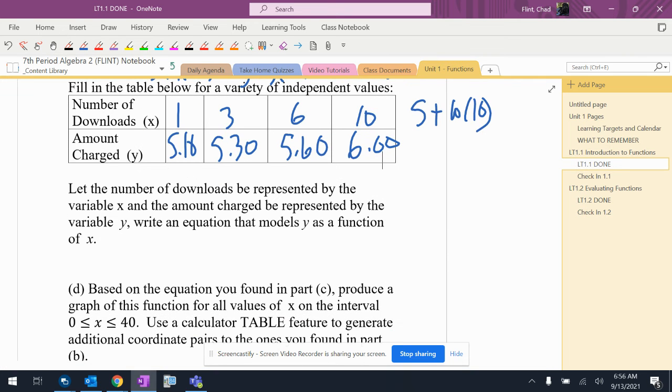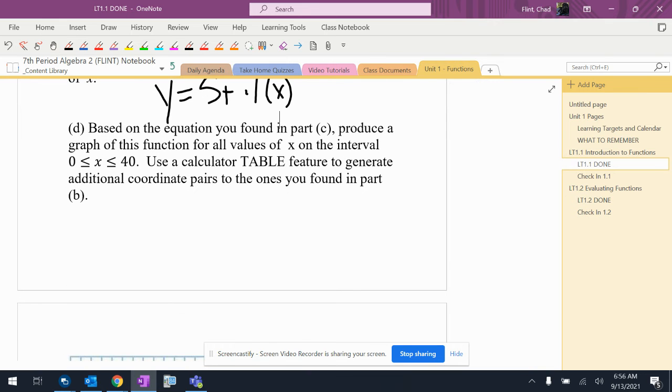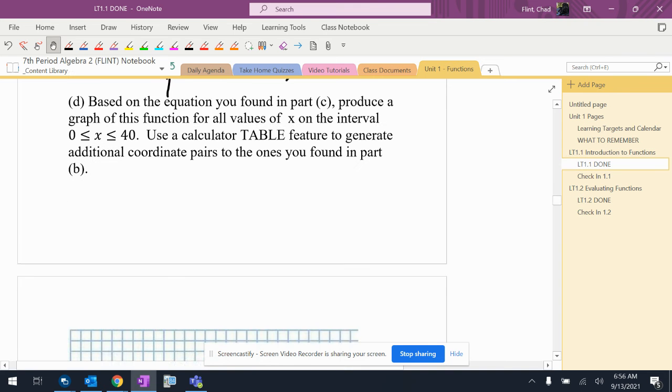The number of downloads is represented by X, the amount charged is represented as Y. Write an equation that models this. So it's amount of money equals $5 plus 10 cents times X. You don't have to put the parentheses there if you don't want to. Based on the equation you found in part C, produce a graph of this function for all values of X in the interval of 0 to 40. Use a calculator table feature to generate additional coordinate pairs, and so on.